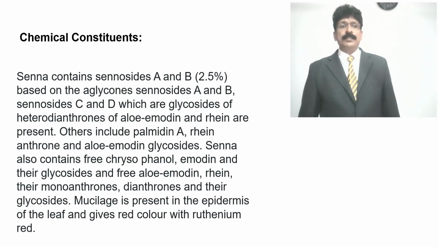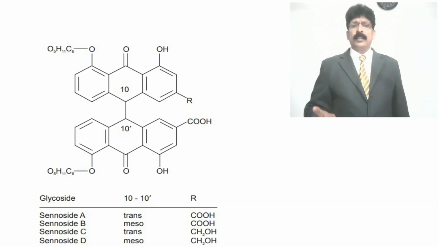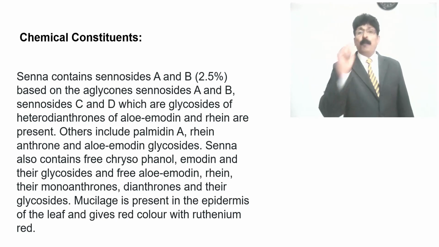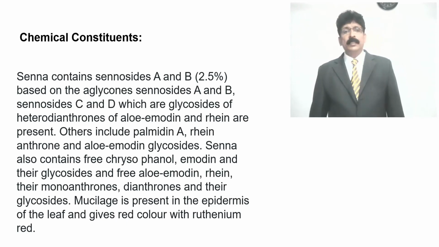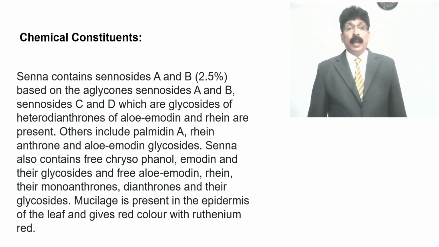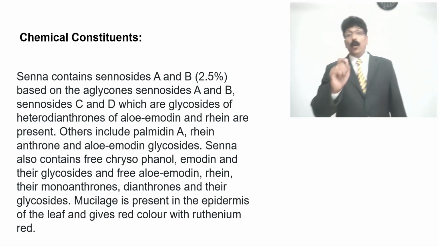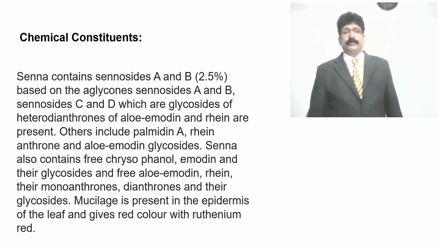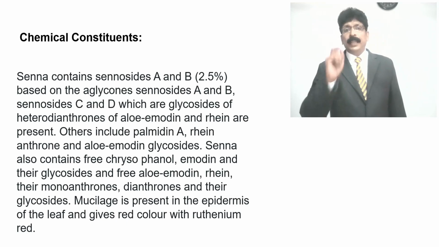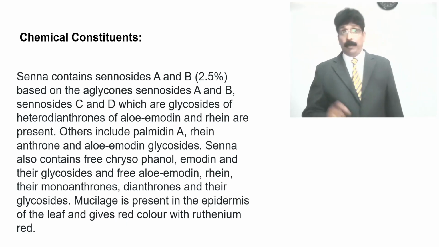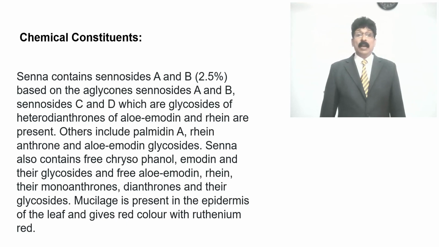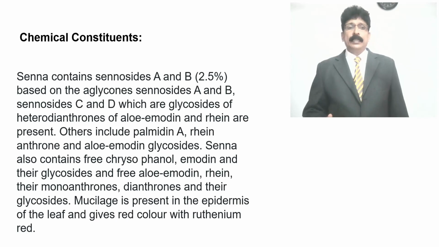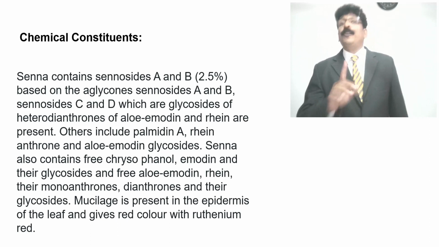Chemical constituents: Senna contains sennoside A and B, about 2.5% based on the aglycone of sennoside A and B. Sennoside C and D, which are glycosides of heteroanthrones of aloe-emodin and rhein, are present. Others include palmidin A, rhein anthrone, and aloe-emodin glycosides, anthraquinone glycosides. Senna also contains free chrysophanol, emodin and other glycosides and free aloe-emodin.